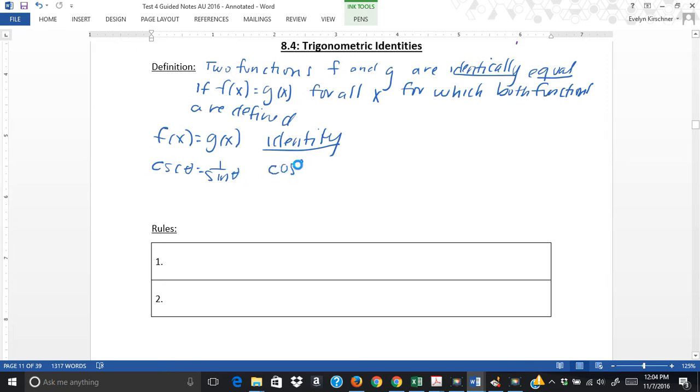Or cosine squared theta plus sine squared theta equals 1. That's an identity because the left-hand side equals the right-hand side. What we're going to do now is prove that they're true. So I have two basic rules. The first one is that you cannot move values across the equal sign.